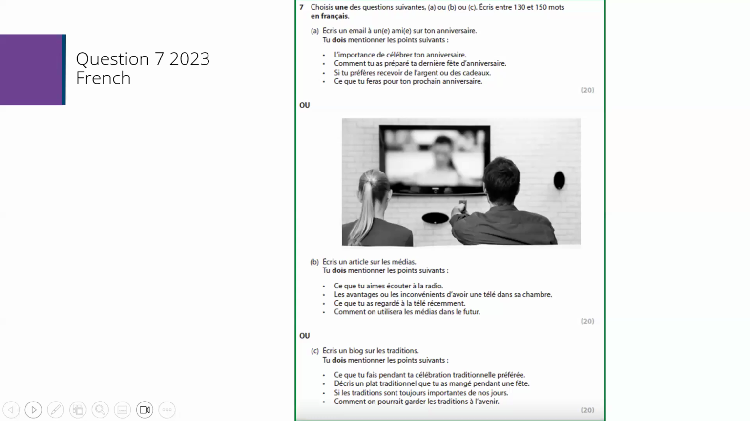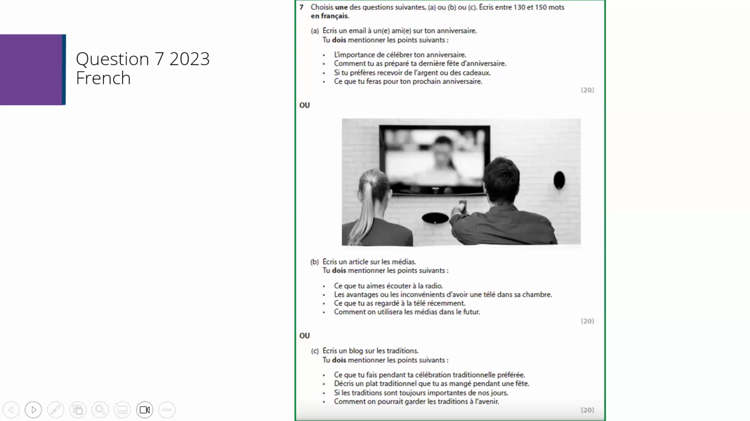So they are given in each case an instruction. Okay. First one says, write an email to a friend about your birthday. Second one, write an article about media. And the third one, write a blog about traditions. So each of those tasks targets a different purpose. But provided what the students produce is appropriate for that purpose, that will be absolutely fine.